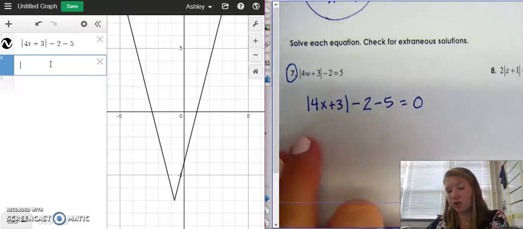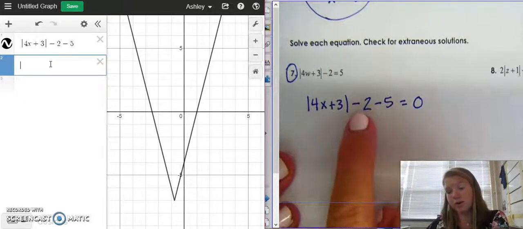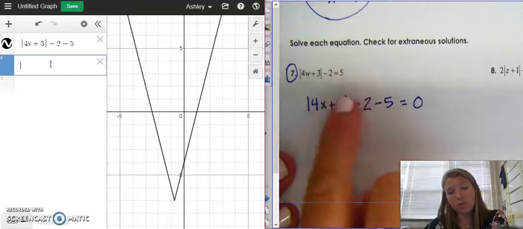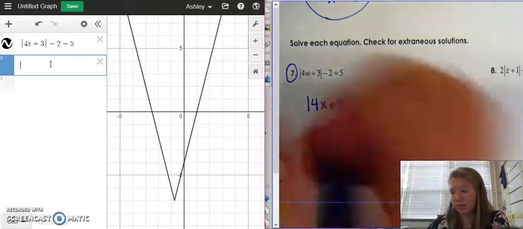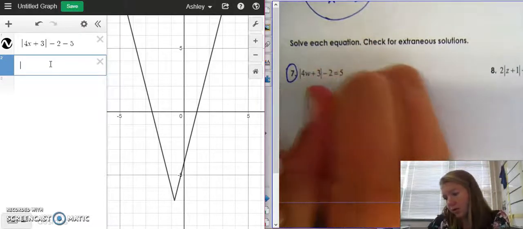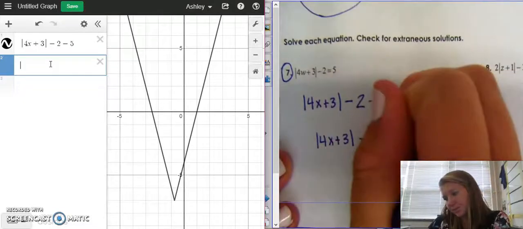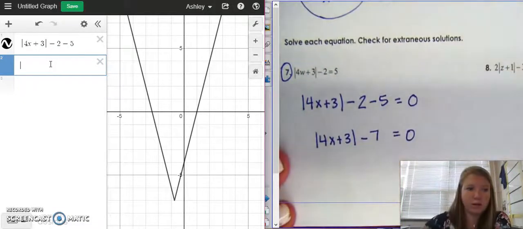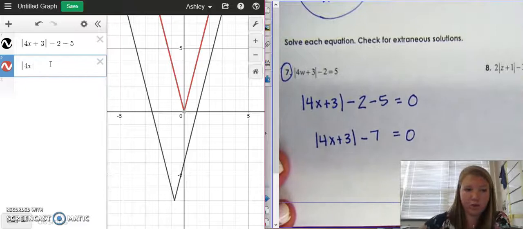But to prove to you, I'm going to also show you another way that we could write this. So we could also make this a minus 2. If I subtract 5, I'm going to have minus 7, right? So I could go ahead and combine those like terms on the outside. And I'm just going to show you that the graph should be exactly the same.